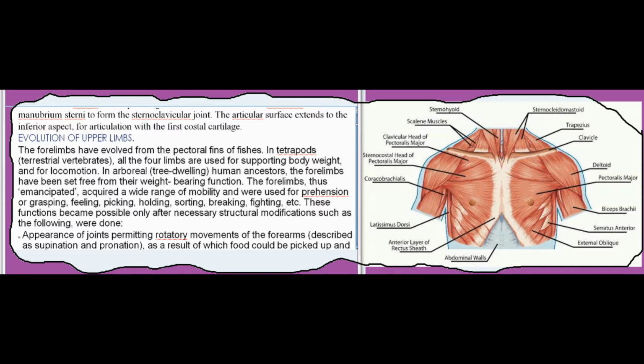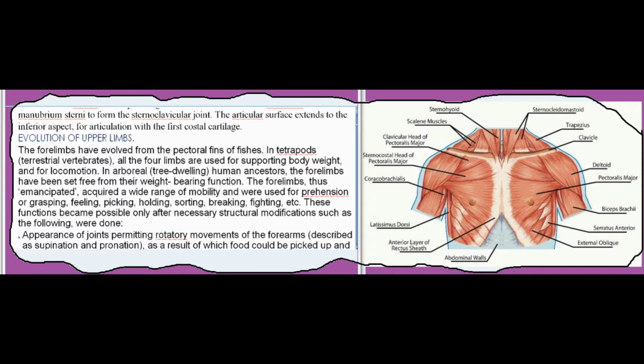Evolution of upper limbs. The forelimbs have evolved from the pectoral fins of fishes. In tetrapods, terrestrial vertebrates, all the forelimbs are used for supporting body weight, and for locomotion. In arboreal, tree-dwelling, human ancestors, the forelimbs have been set free from their weight-bearing function. The forelimbs, thus emancipated, acquired a wide range of mobility and were used for prehension or grasping, feeling, picking, holding, sorting, breaking, fighting, etc.